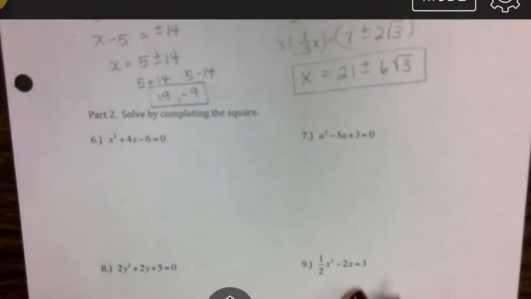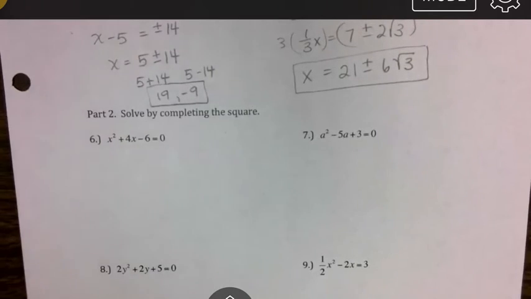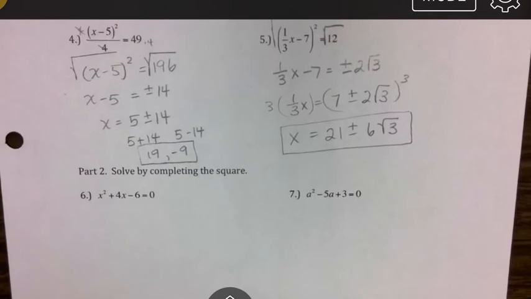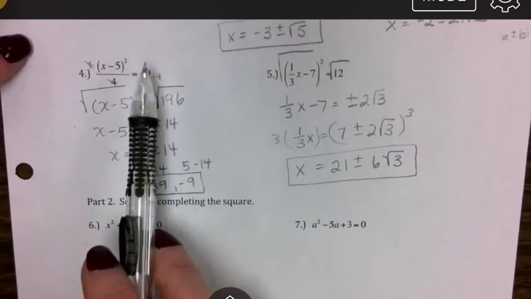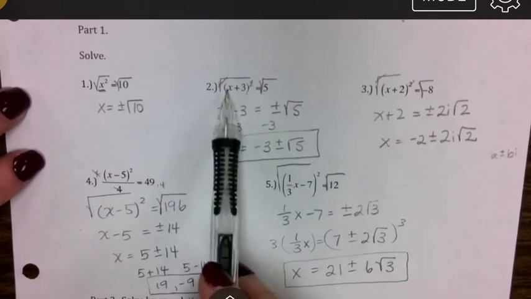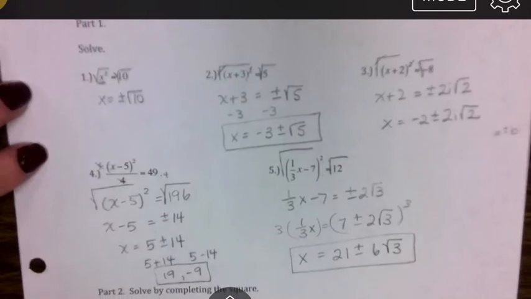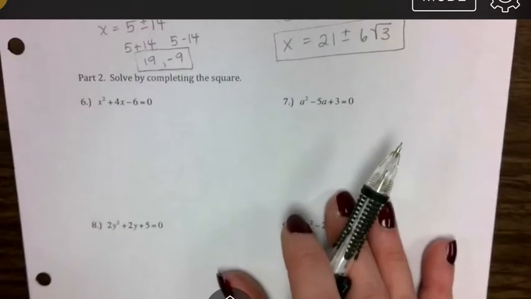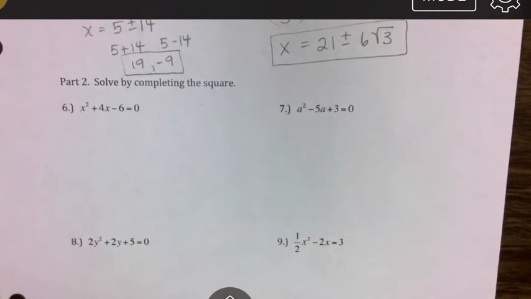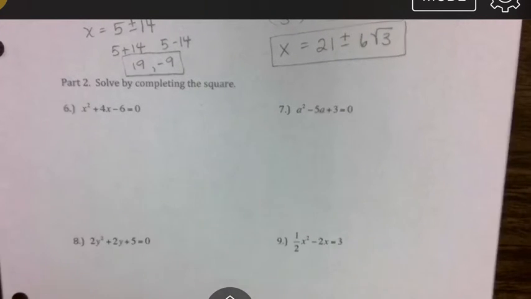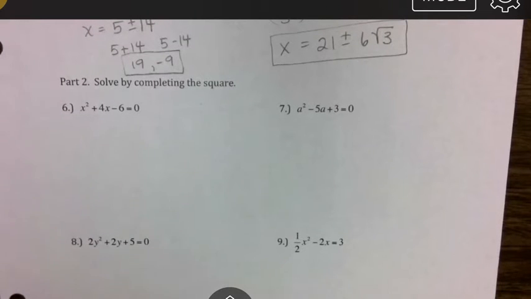Part 2, which is also section 7.1, now takes it a step further. What happens if you don't have a perfect squared, just like up above here? We had a perfect square all set up. In the first part of the assignment, the perfect square is all set up. Well, what happens if you don't? Then this is where completing the square comes into play.